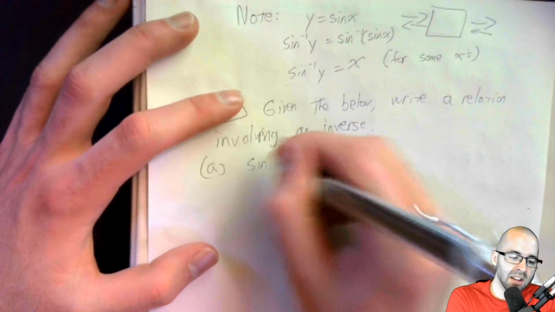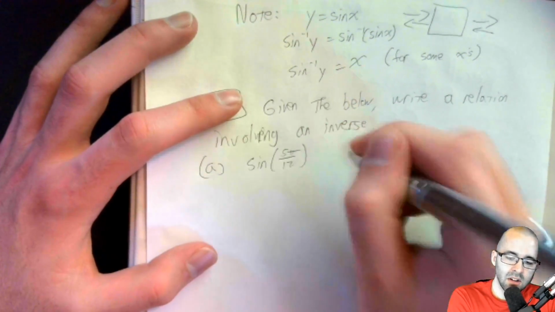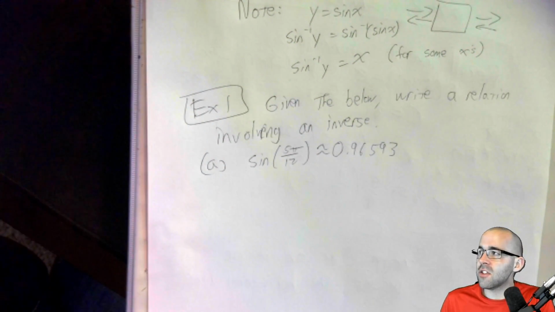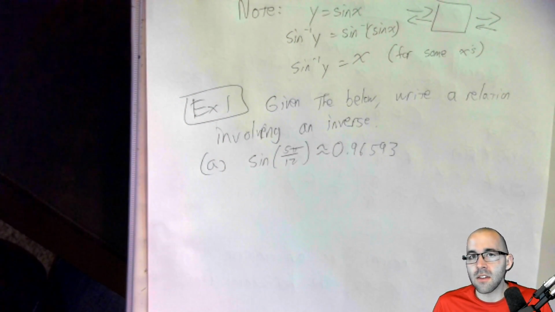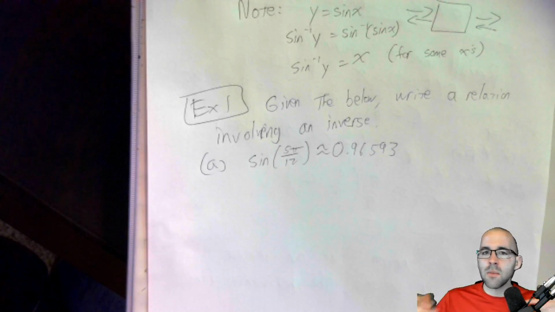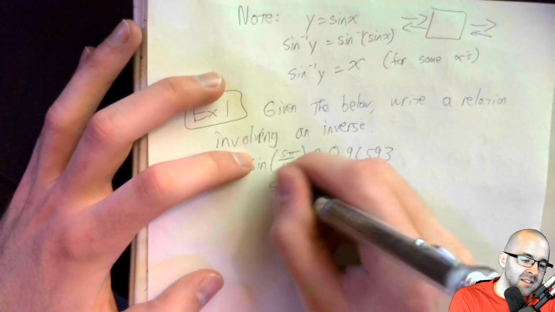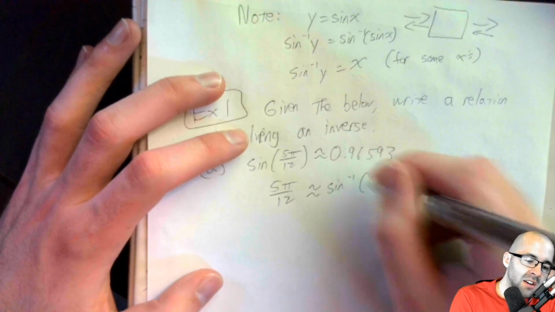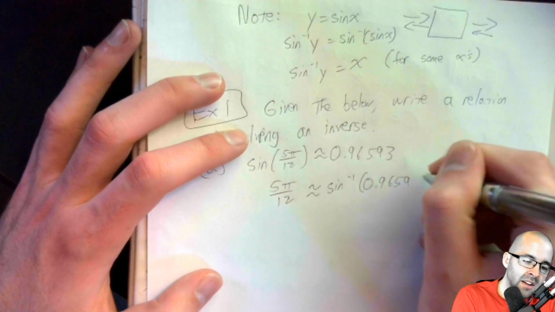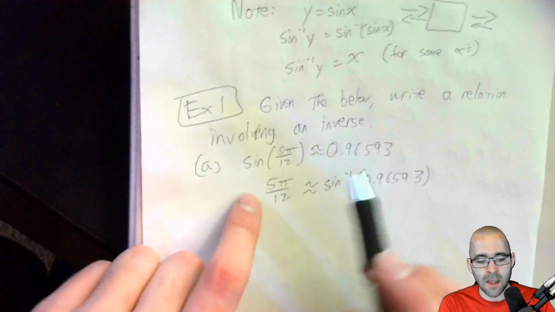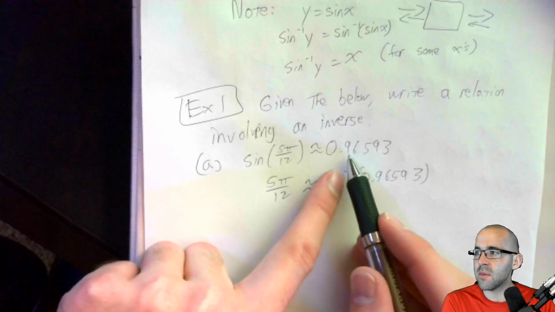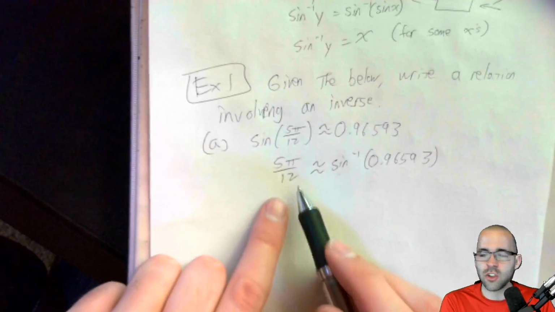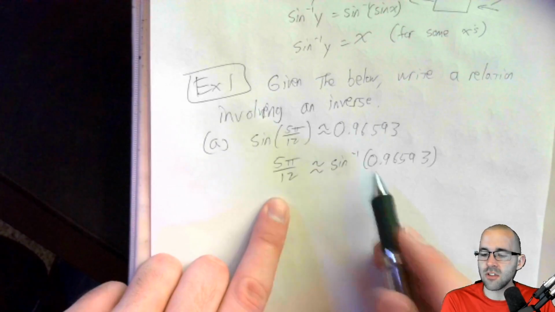So if the sine of some angle, 5 pi over 12, is approximately 0.96593, what is a relationship that we can write using inverse sine? You just switch the inputs and the outputs. So with inverse sine, that says that 5 pi over 12 is approximately the inverse sine, or arcsine, of 0.96593. The sine of an angle is a ratio, so the inverse sine of that ratio should be that angle. That's the relationship that we're working with.